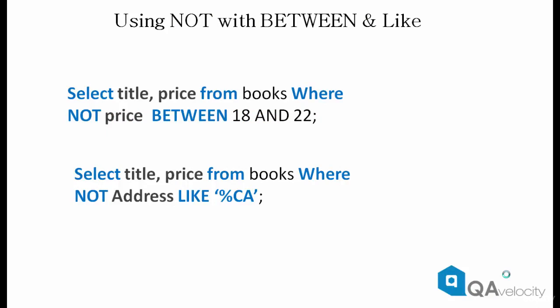And last but not the least, you can also use the not keyword with between and like. Here are the two examples. If you see select title, price from books where not price between 18 and 20, it will return a result of all the prices which are not between 18 and 20. And if you see the same with like, select title and price from books where not address like California, it will return a result of all the addresses which are not in California.